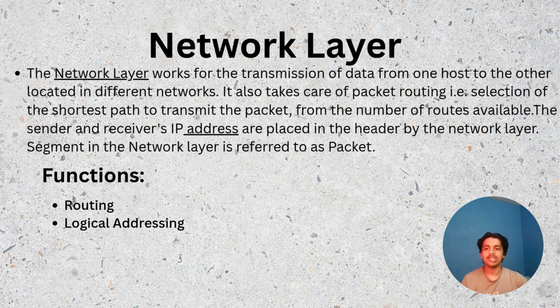The network layer is responsible for the transmission of data between devices located on different networks. It determines the best path for data to travel from the source to the destination, a process known as routing. This layer adds logical addressing information such as IP addresses to each data packet so that it can be correctly delivered. The data at this layer is referred to as a packet. The network layer ensures that packets are forwarded efficiently through intermediate devices such as routers. Its main functions include routing and logical addressing, making it a critical layer for communication across multiple networks.